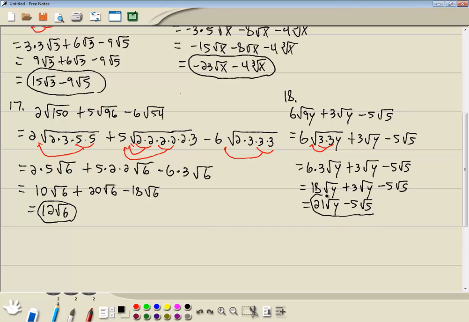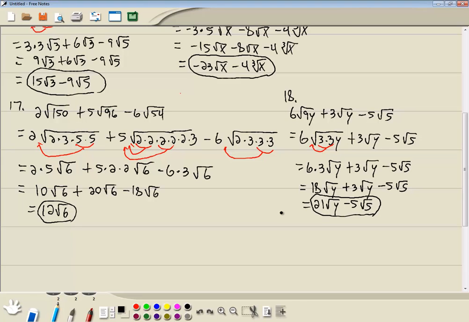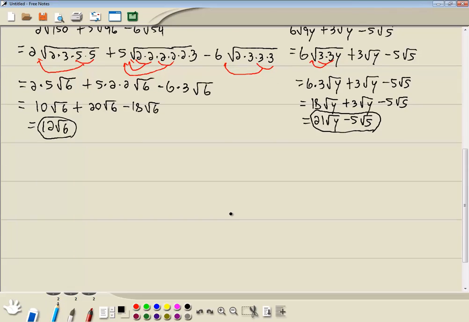And assuming I wrote it down right, and those really are square root of y and square root of 5s. Let's see if I did. Y, 5. Okay, I guess they are. Then you can't combine those together, and that would be our answer. You can only combine them together when radicals are the same.